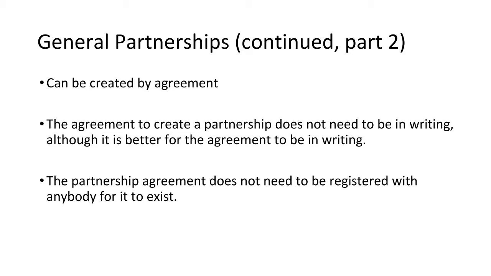Now, because the partnership is kind of considered to be the same as the partners, it will not pay its own taxes. The partners will pay taxes on their share of the profits from the partnership. So in that way, it's kind of like a sole proprietorship. With a sole proprietorship, the sole proprietor pays taxes, and that's it. With a general partnership, the general partners pay taxes, and that's it.